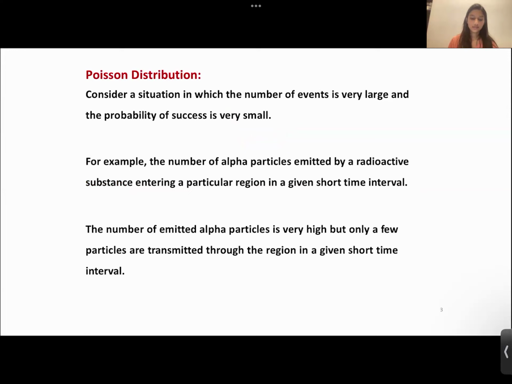The next type of distribution is the Poisson distribution. This comes into play when the number of events, your N, is very large, but your outcomes of interest are very few. Consider a situation in which the number of events is very large and the probability of success is very small. The successes are usually a countable number of events, so you could easily count them. In the case of such a distribution, you use the Poisson distribution.